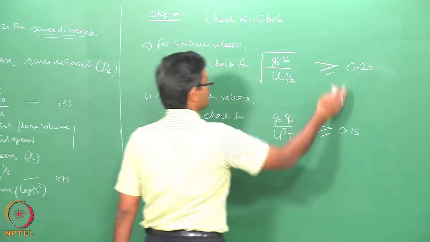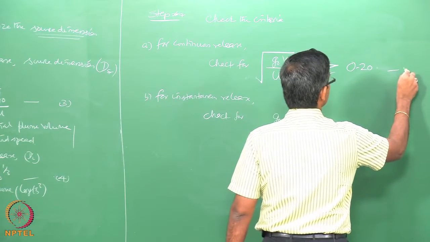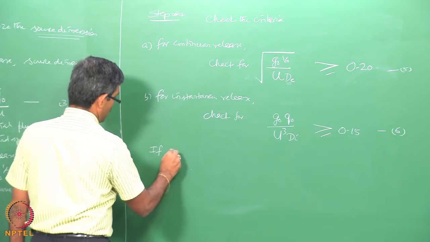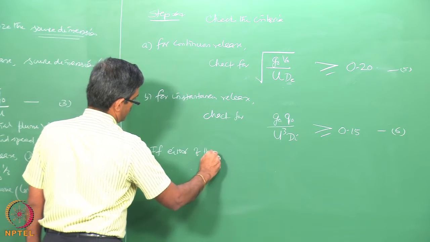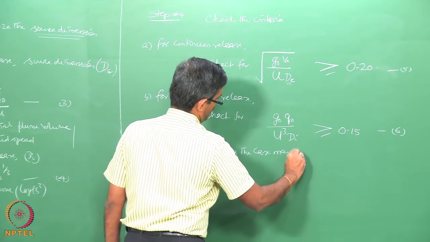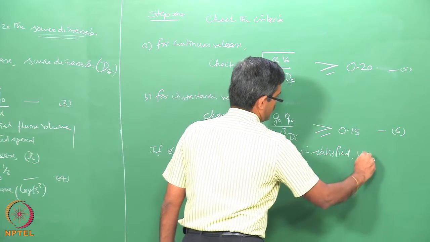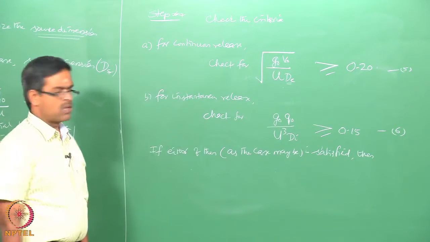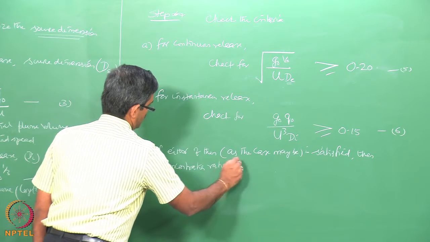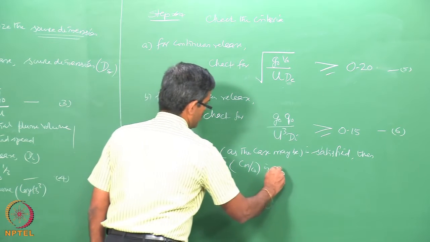If both these conditions for the respective equations, that is for continuous release equation 5, for instantaneous release equation 6, if either of them, as the case may be, is satisfied, then you can work out the concentration ratio, which is given by Cm by C naught is determined.